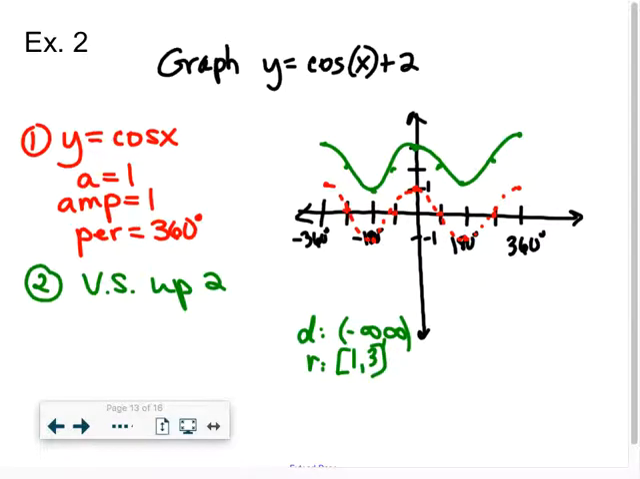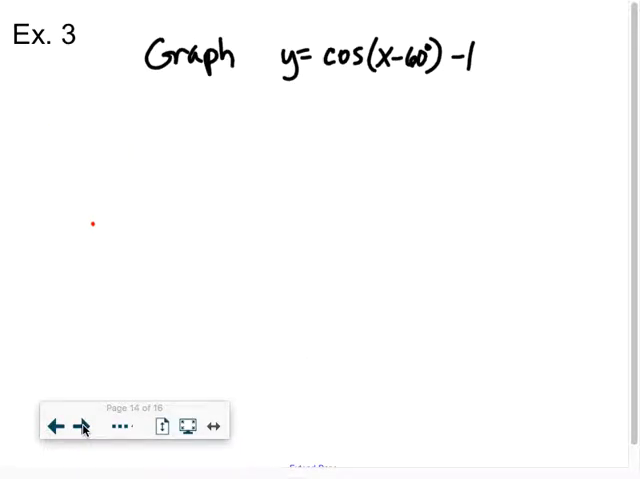Do you remember how I would give you a graph and then say, what's my amplitude? And amplitude was 1/2 the maximum minus the minimum. Well, 3 minus 1 is 2, half of 2 is 1. So you can kind of verify that you are doing your range correctly, that it matches your amplitude. All right, questions? All right, so let's try this one.